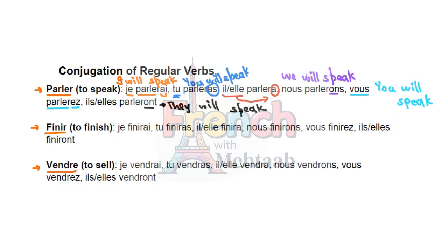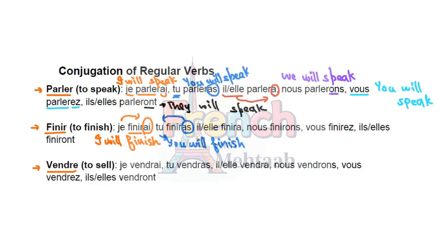So je finirai. We are simply adding -ai here because our subject is je. It means I will finish. Now we want to say that you will finish. We take the verb and add -as at the end, as our subject is tu. So tu finiras. It means you will finish.